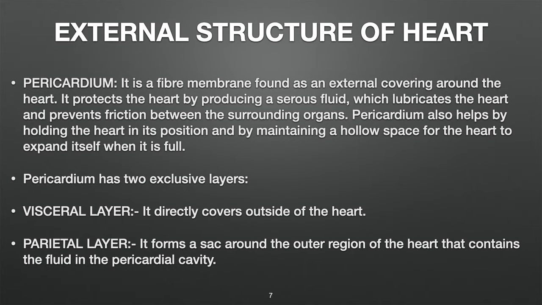Now we'll be talking about the external structure of the heart. The pericardium is a fibrous membrane found as an external covering around the heart. It protects the heart by producing a serous fluid that lubricates the heart and prevents friction between the surrounding organs. So it is the serous fluid that lubricates.